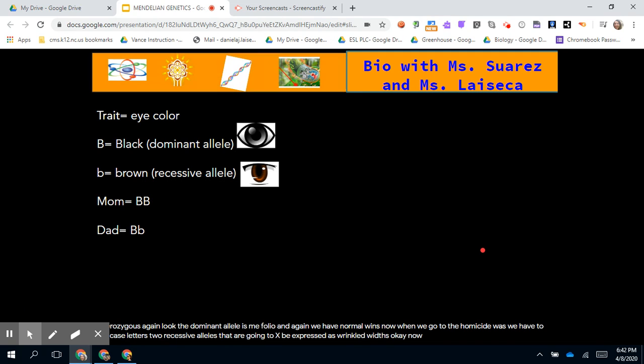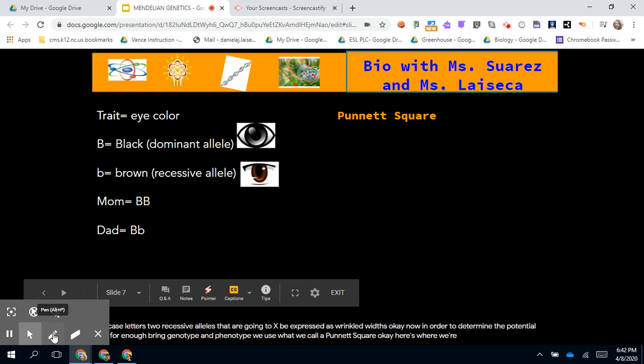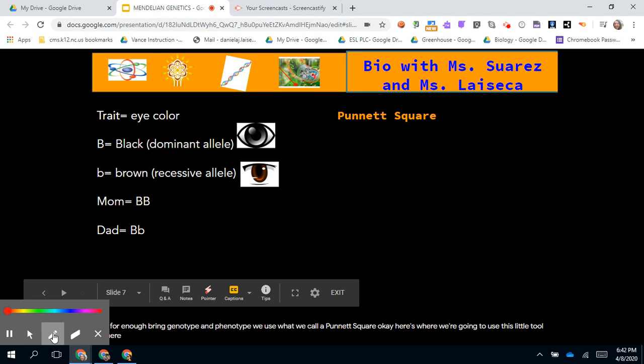Now, in order to determine the potential ratios for an offspring's genotype and phenotype, we use what we call a Punnett square. Okay, and here's where we're going to use this little tool over here. Let's see if it works.